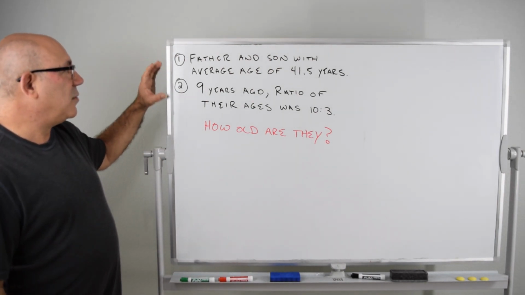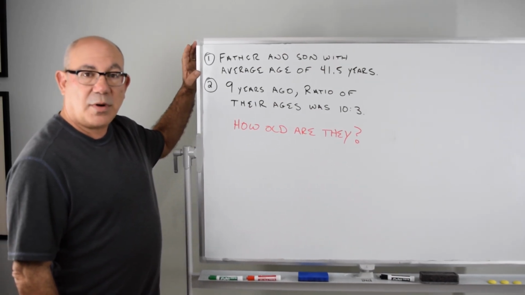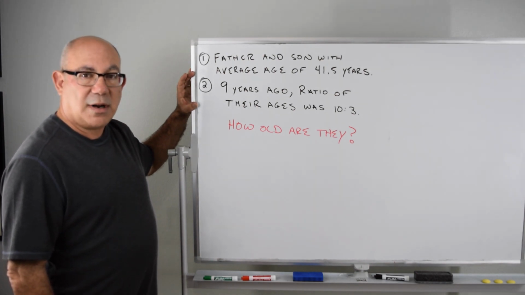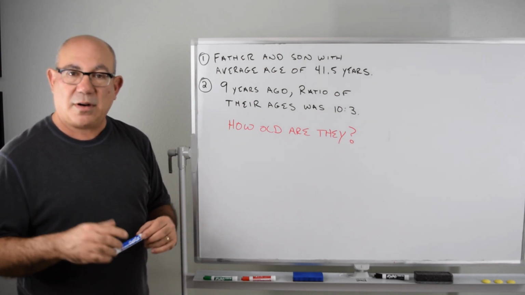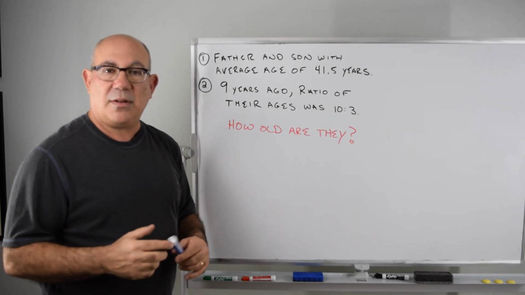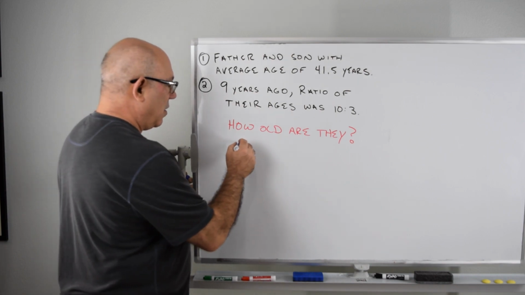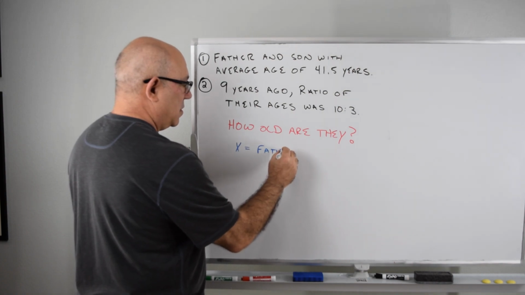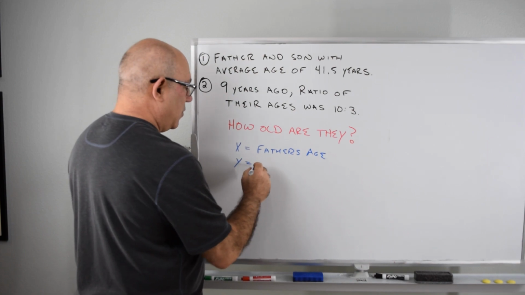We have two facts. A father and son currently have an average age of 41.5 years, and 9 years ago the ratio of their ages was 10:3. So we have to figure out what their ages are now. Let's take these two facts and write them in the form of equations. First we have to define our variables: x is the father's age, and y equals the son's age.